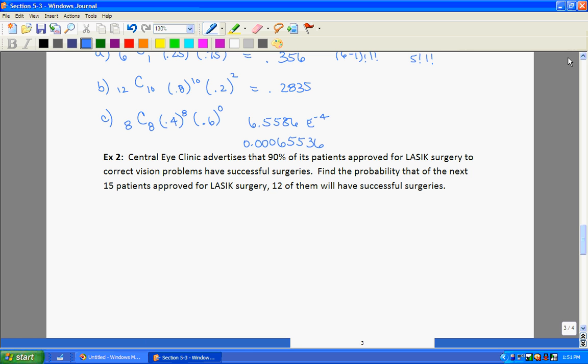Let's see what we have here. We have the number of trials is going to be 15 since 15 patients were approved. So I can say 15 choose, and we're interested in that 12 of them will be successful. The probability of a success is 0.9, and I want 12 of those to be successes. And the probability of not being successful would be 1 minus 0.9 or 0.1, and we're saying that the other 3 will not. So let's see what happens there.